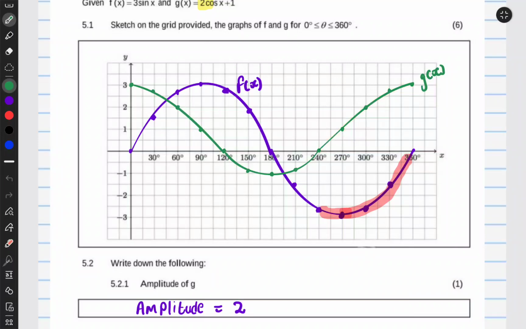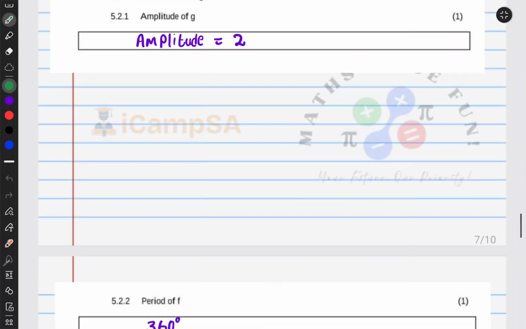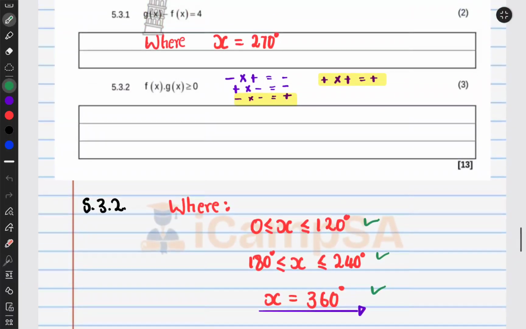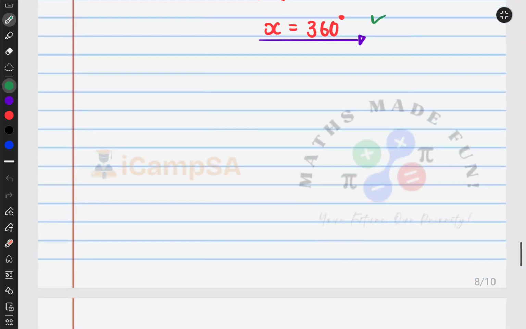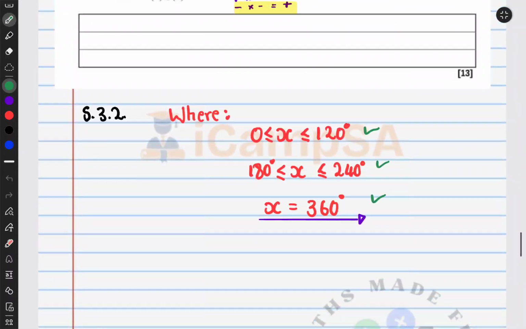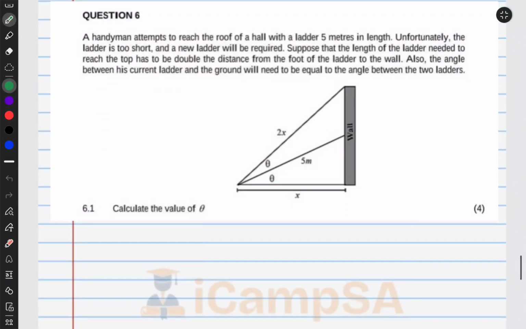But that is how you approach these questions, and I know most students leave a lot of marks here. I don't know why, but see, that is 5.3.2. Let's get to question 6.